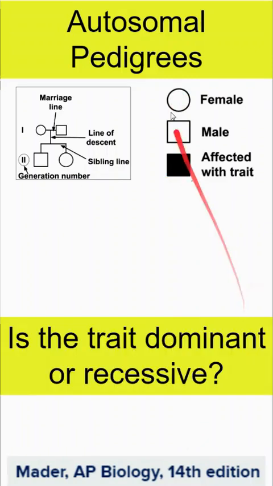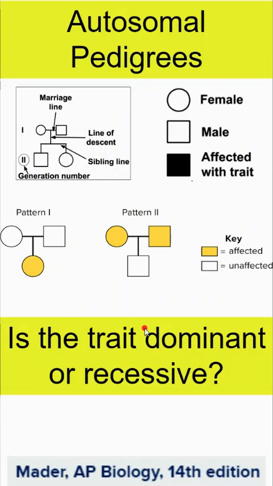So when we start looking at these autosomal pedigrees, an autosome, within humans, is one of the 22 other chromosomes that determine traits besides the sex chromosomes. So whatever trait we're looking at, it is not found on the X or the Y. Our next step, after we understand a little bit about pedigrees, is to determine if the pedigree is representing a dominant or recessive trait. There are two patterns that will tip us off whether the pedigree is dominant or recessive.